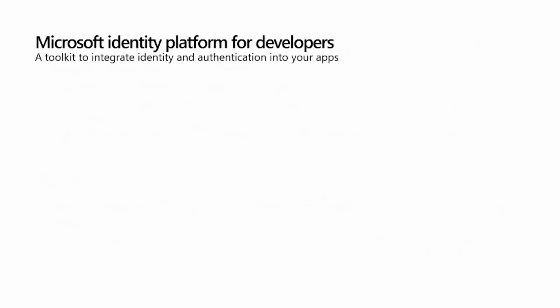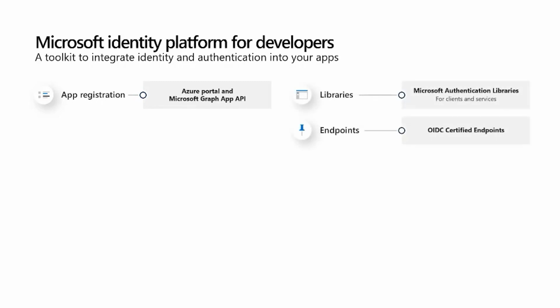So, a quick survey of what we do provide in our Microsoft identity platform for developers. The first thing, of course, is that applications need to state their intent to use Microsoft identity for their authentication and authorization needs. So we have an app registration experience both in APIs and our portal. The libraries and endpoints: the endpoint is what your application is going to call. That's our address on the internet. We have fully OpenID Connect certified endpoints for application developers to use.